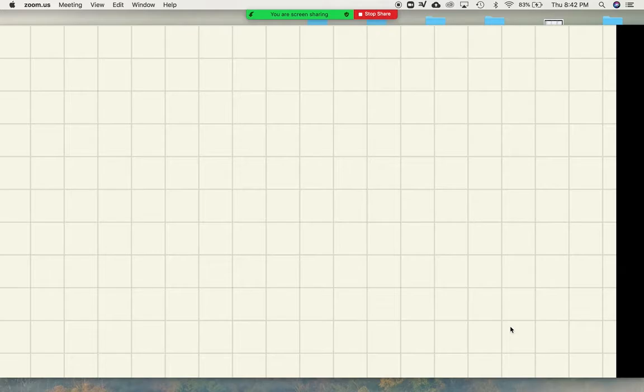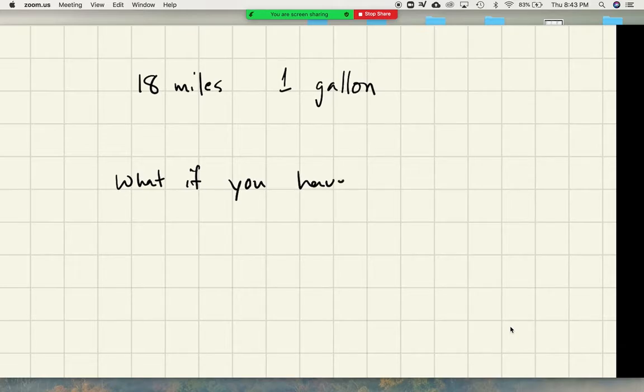All right. So you can go 18 miles for 1 gallon. So then the question is, how many miles can you go on 15 gallons? What if you have... Well, back on each gallon. Oh, I see.